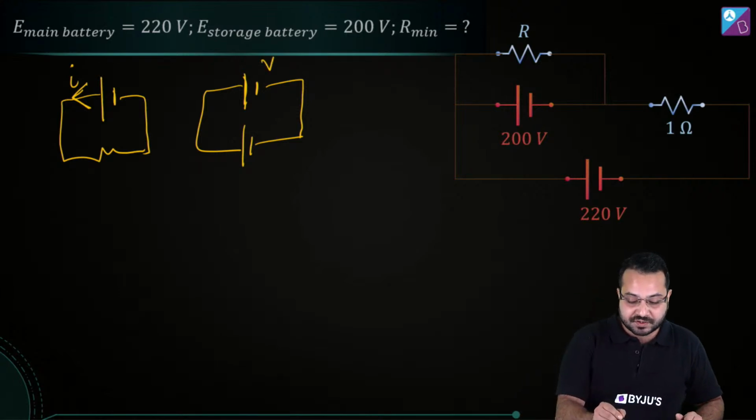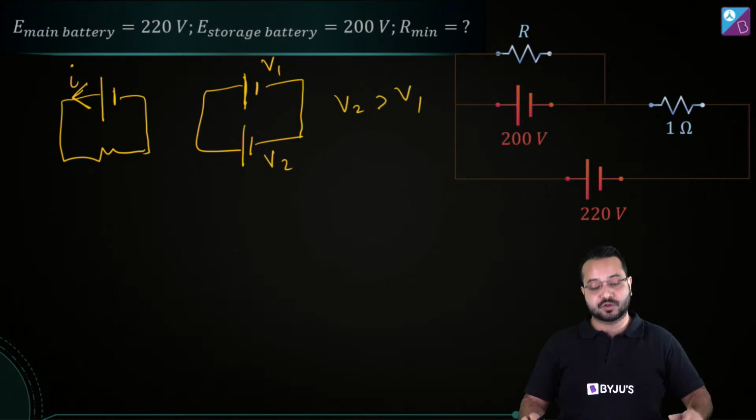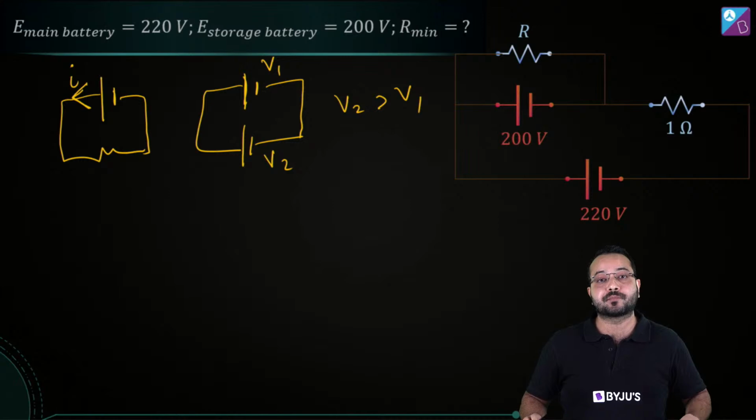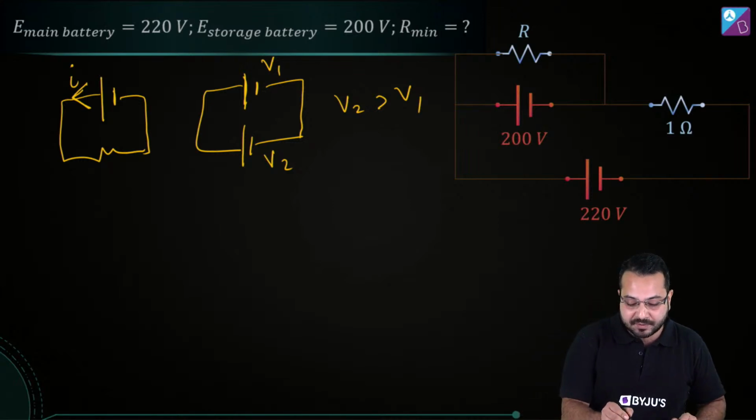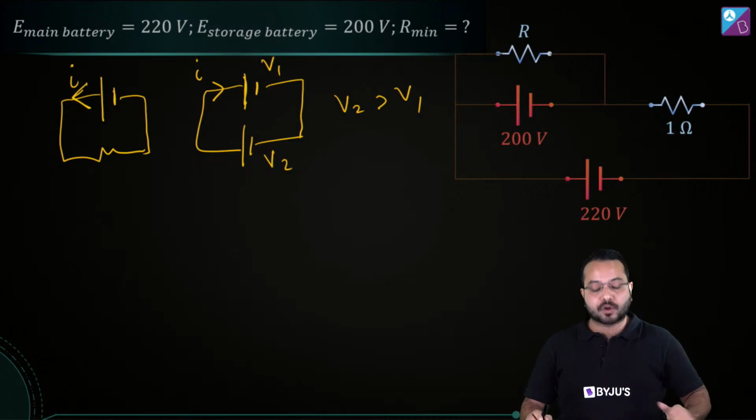Okay, so if this has an EMF of V1 and this has an EMF of V2, then we have to supply it or connect it with an EMF source which is greater than that of the battery. And in that case, this EMF is going to force a current through the battery. Okay, now notice what is the direction of current.